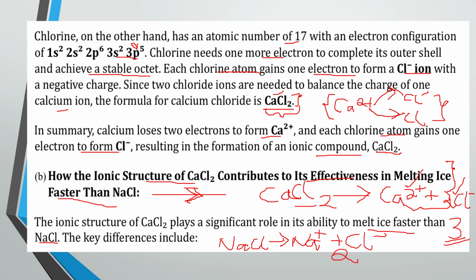So the one that gives us a larger total of ions is going to make ice melt at a faster rate as compared to the one that gives us fewer ions in solution. So let's look at the elaborative explanation for that.